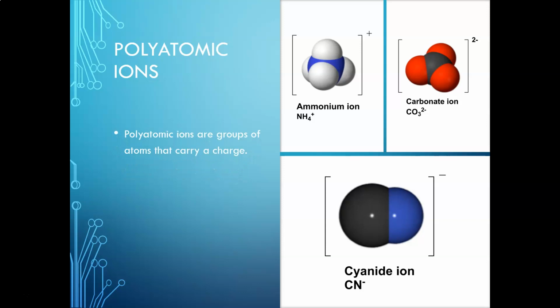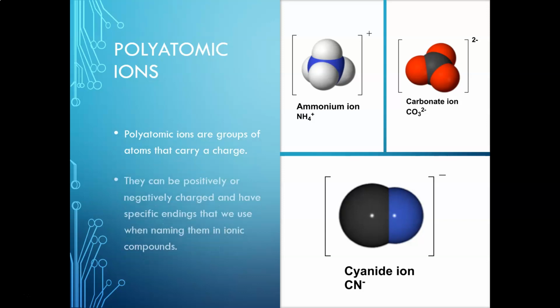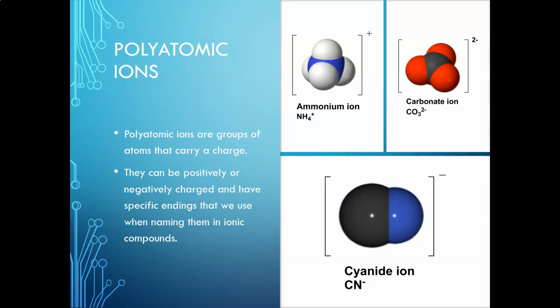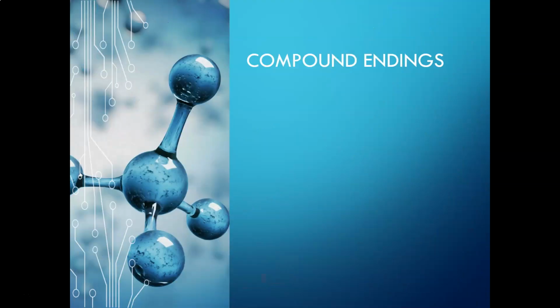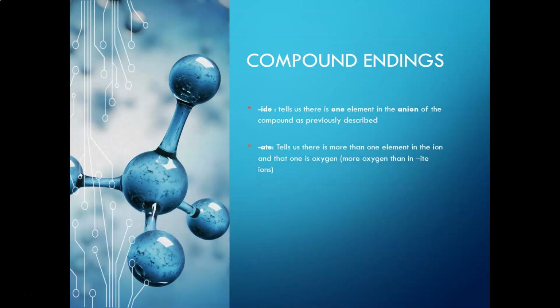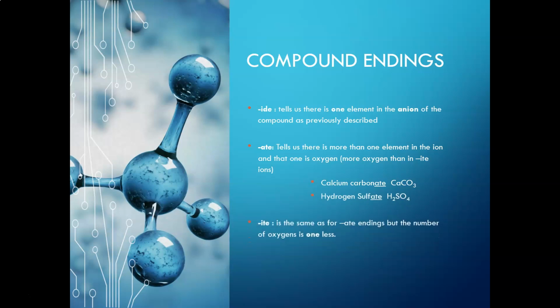Okay, polyatomic ions are groups of atoms that carry a charge. They can be positively or negatively charged and have specific endings that we use when naming them in ionic form. All right, "ide" tells us there's just the one, we looked at that. "Ate" tells us there is more than one element in the ion and that one of those is oxygen. For example, calcium carbonate, we've got calcium, carbon and oxygen. Hydrogen sulfate, hydrogen, sulfur and oxygen.